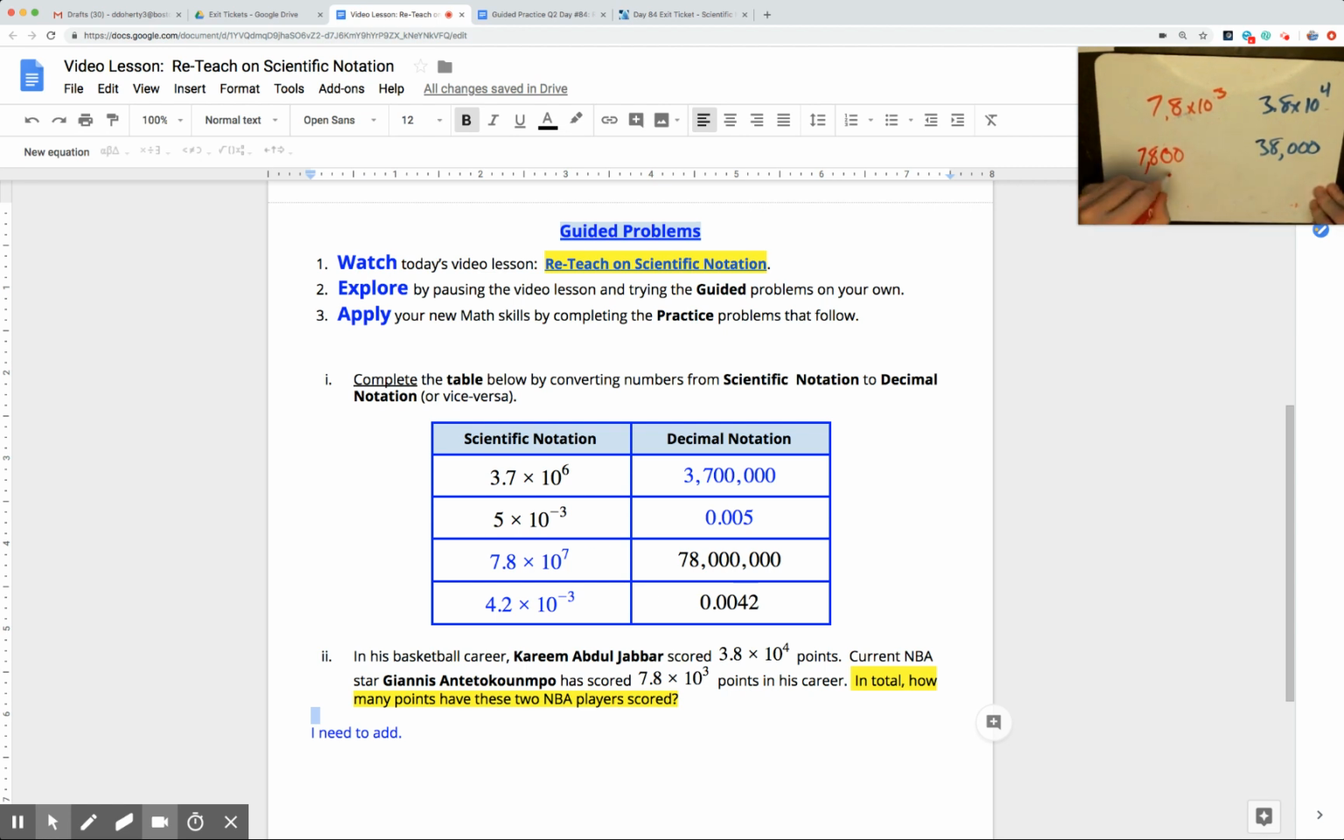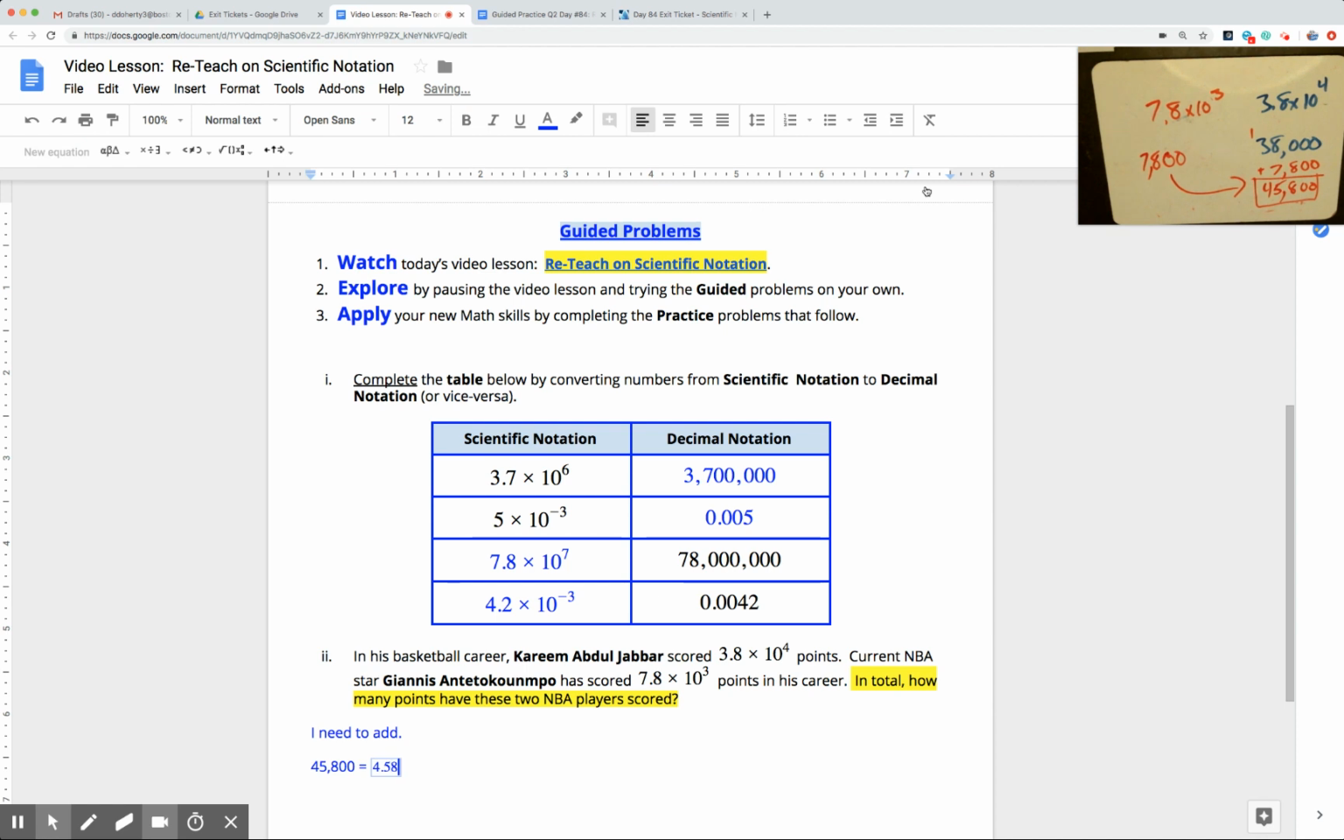I need to add, so I'm going to bring that 7,800 that Giannis has scored, pull it in here, and we get, using the standard algorithm, that's what we're doing here when we add the way you were always taught. That's called the standard algorithm. 8 plus 7 gives us 15, carry the 1. Together, they've scored 45,800 points. So they've scored 45,800 points, and if I wanted to write that into scientific notation, we'd see 4.58 times 10 to the 4th.